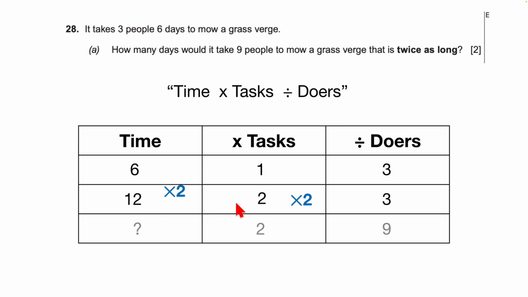And the next stage, we've got the tasks right. We need the doers to go up from 3 to 9, and that's a trebling of the doers. We keep the tasks the same. If we treble the doers, we divide by 3. So we divide by 3, and it's 4 hours, 4 days, I should say. 4 days for 9 doers to mow a grass verge that's twice as long.